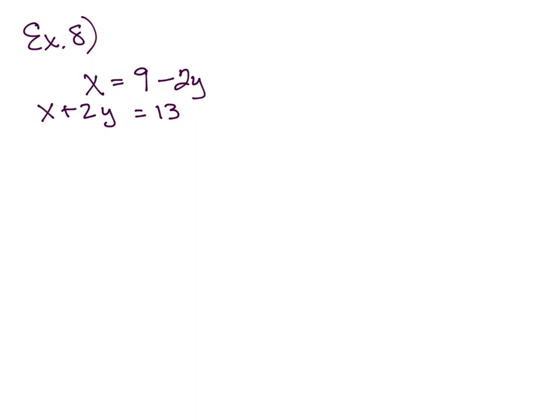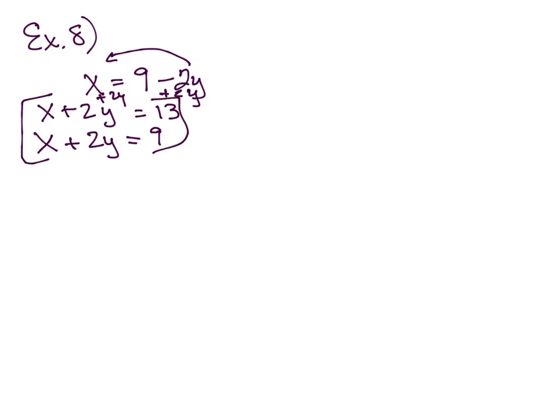Okay. And then add 2y. What if I move that 2y piece over yonder? What if I just add 2y to both sides? Now I have x plus 2y equals what's left on the right? 9. So this is my new set of equations.